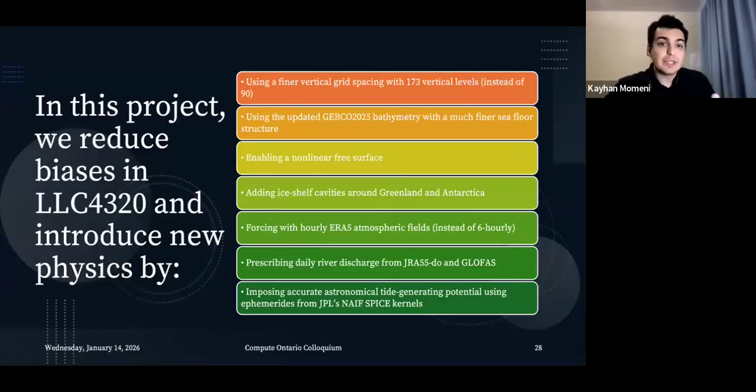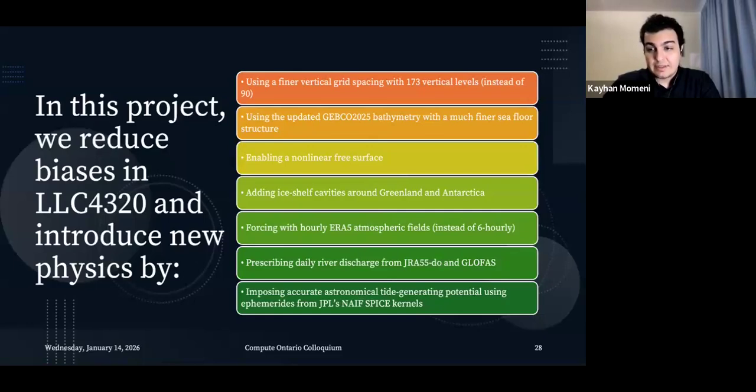Finally, let me turn to what we have developed so far. Building on the classic LLC 4320, we've made a number of key changes to address those long-standing issues. First, of course, we have increased the resolution. Second, we are using an updated bathymetry with a much finer representation of seafloor structure.